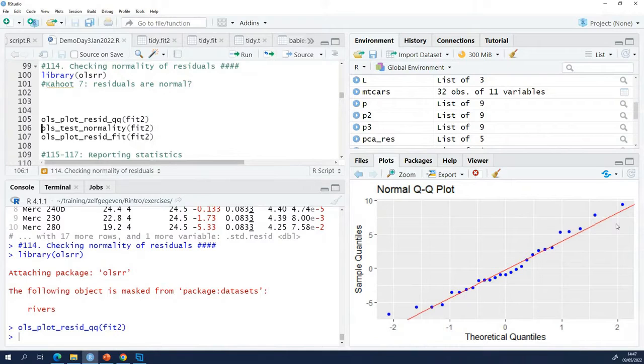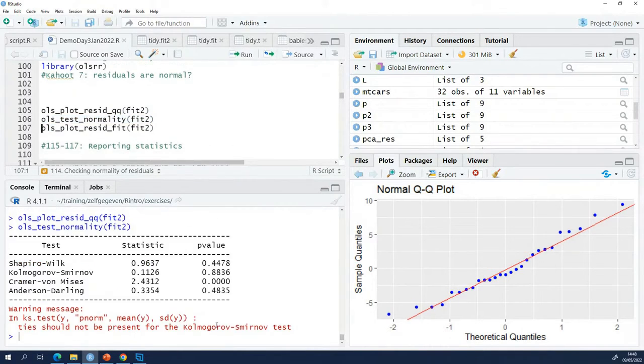If you want to have actually p-values, you can use this line of code. When I run this, I get p-values that will tell me whether the residuals are normally distributed or not. So you see it's doing 4 tests. The only 2 tests that are relevant here are Shapiro-Wilk and Anderson-Darling.